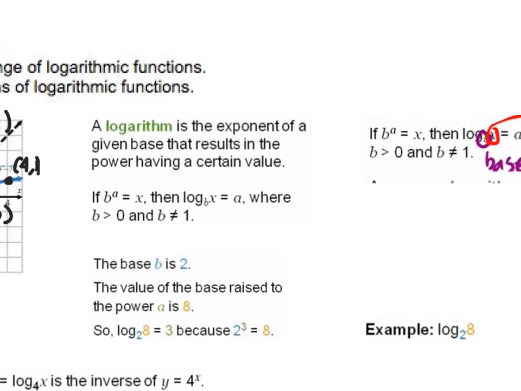Here, let's look over here. A logarithm is the exponent of a given base that results in a power. So I want you to look at this statement right here. It says if b to the a is equal to x, then we get log base b of x is equal to a. And you're looking at that and you're like, okay, what is going on? It's kind of hard to read and kind of hard to understand. That's why this is all so confusing.